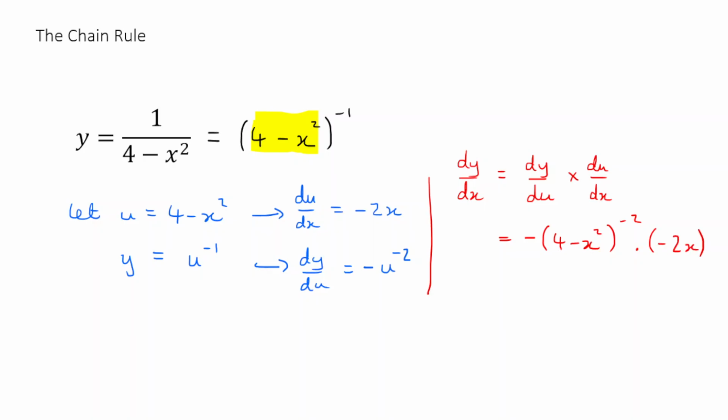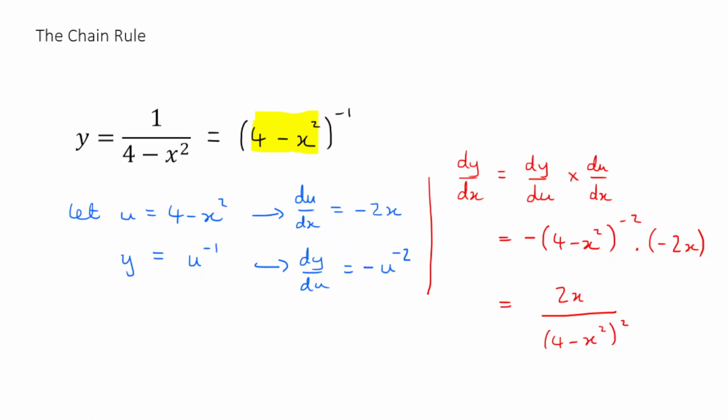So multiplying it out, what I'm going to get here, well, the minus signs cancel off. I'm going to get 2x over (4 minus x squared) squared, right? Because that's what the power of negative 2 does there. It brings it down as a fraction, a fraction squared.